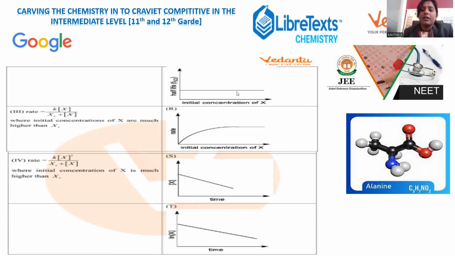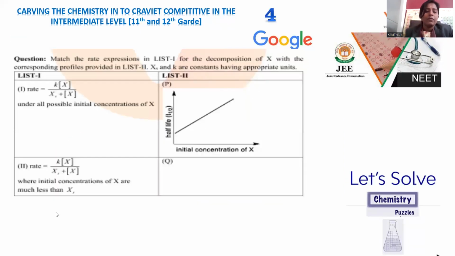A horizontal line or linear line, you can clearly notice, because what they are saying in this is that the concentration of X is much less than K0. Okay, so x is present in the denominator, so its value will be diminished, first thing.